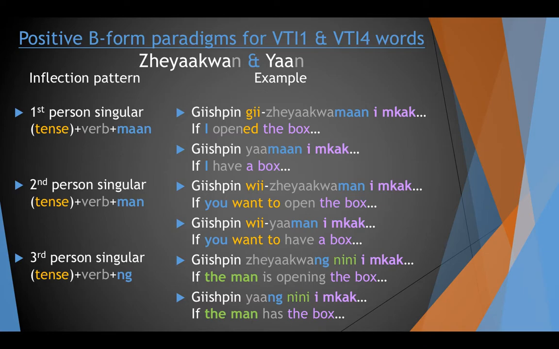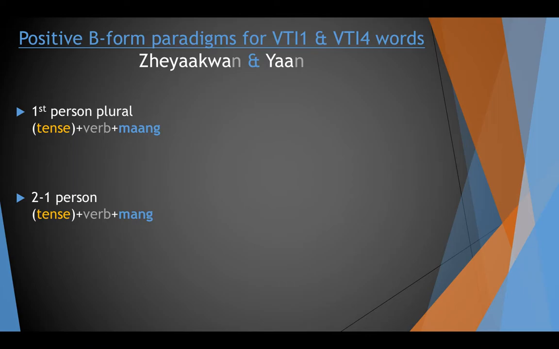Moving on to the second part of our B forms for VTI 1 and 4s. Oh geez, I don't know why I must have forgot to put in the animations for that. So we're going to do the we's on one slide here. So first person plural, instead of a mon ending, we're going to use mong, like the word for loon, mong, at the end of our VTIs, and replace those ends with those suffixes.